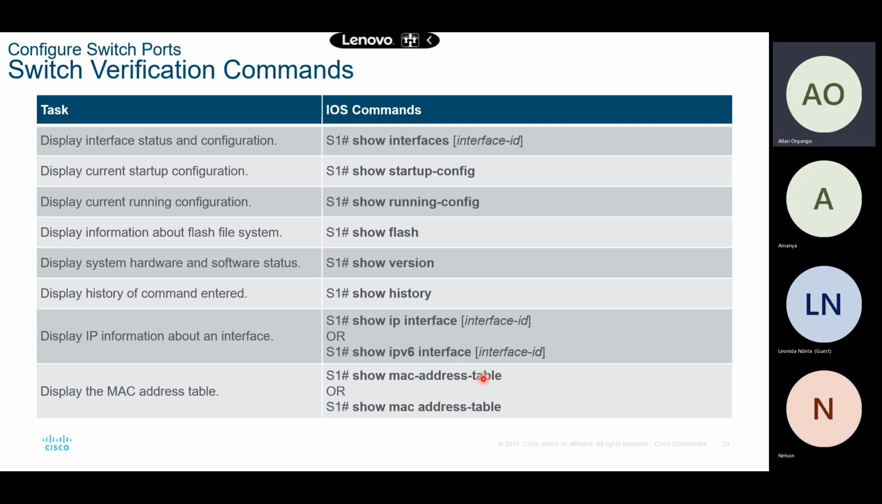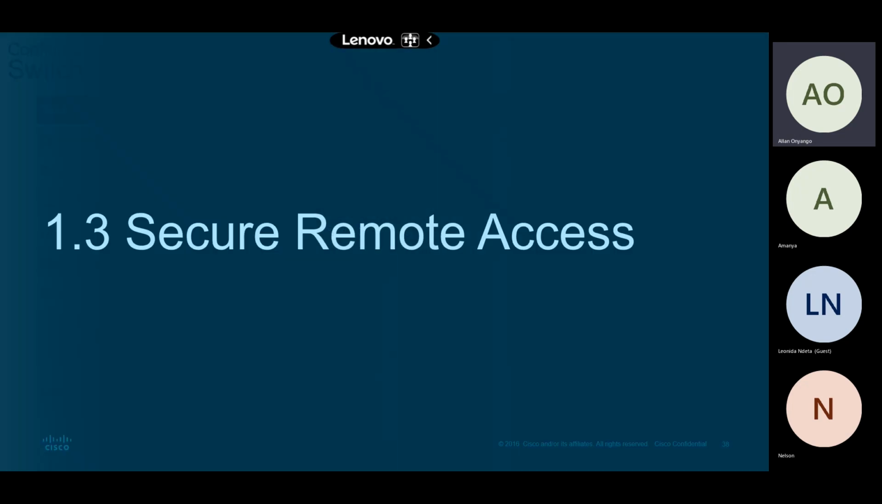Show history will display the commands that you have entered before. We have show IP interface brief or show IP interface, show IPv6 interface, show MAC address table. Of course, that displays the MAC address table.